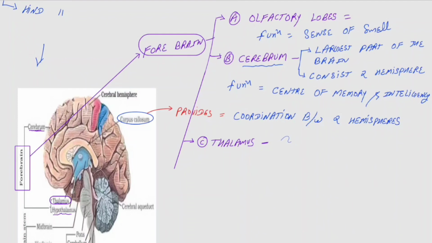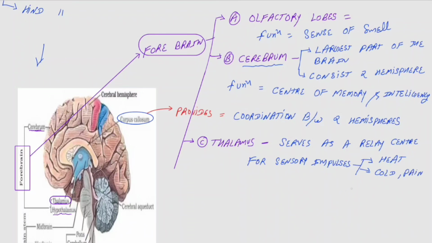Thalamus serves as a relay center for sensory impulses. Impulses like heat, cold, pain, light, pressure, all are sensed by the thalamus.